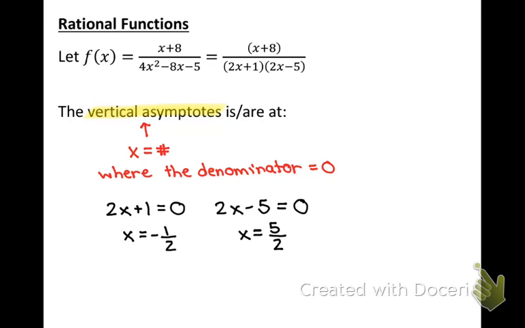Now, although the process to solve this was the same as domain, remember that with domain, I then went ahead and wrote this answer in interval notation. When I write my answer for vertical asymptotes, I'm going to write my answer as x equals some number. So x equals -1/2 is my first vertical asymptote, and x equals 5/2 is that second vertical asymptote. So the way in which we write our answer is going to be a bit different, even though the process there was the same.